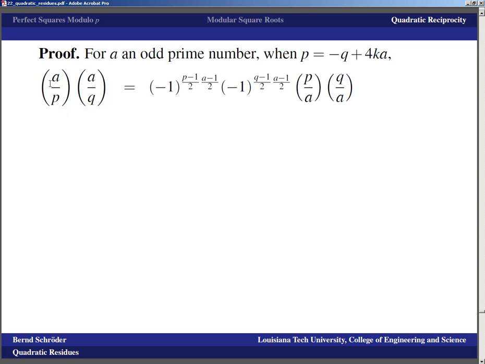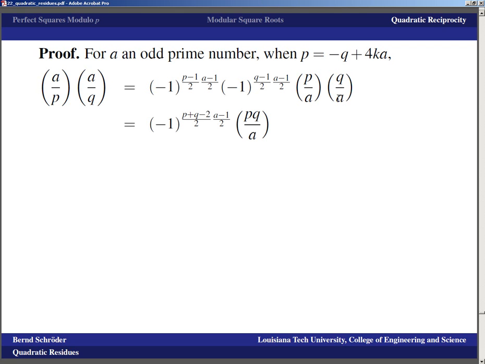Okay, so the Legendre symbol of a over p is (−1)^((p−1)/2 · (a−1)/2) times the Legendre symbol of p over a, and the Legendre symbol of a over q is (−1)^((q−1)/2 · (a−1)/2) times the Legendre symbol of q over a, by the first form of the law of quadratic reciprocity that we already have proved, and via the same argument I can just multiply both sides with the Legendre symbol of p over a or the Legendre symbol of q over a.